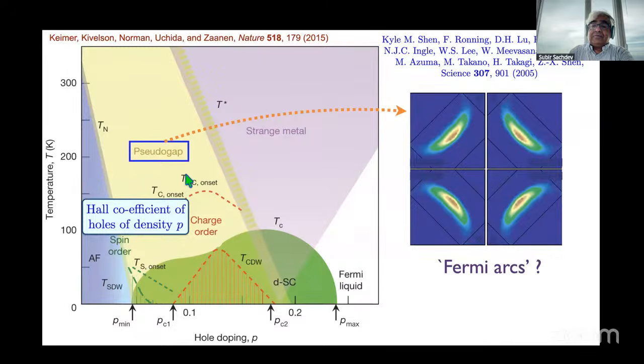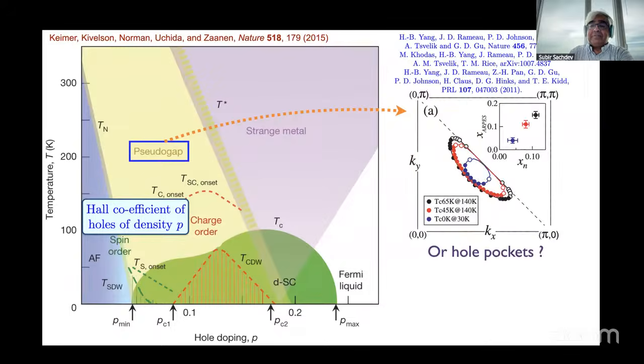Okay, so moving on to other experiments, there was a further experiment by the group of Peter Johnson, who claimed to see actually that these arcs were really somehow turning around. And so they boldly said, well, there should be a pocket of this shape. All right, so that's been controversial, although I'm now going to argue that actually they were on the right track.